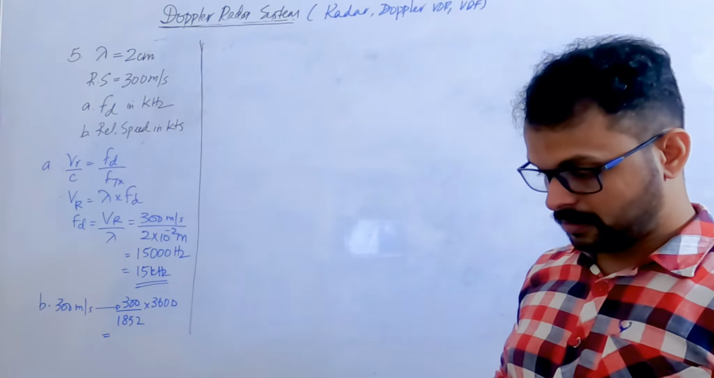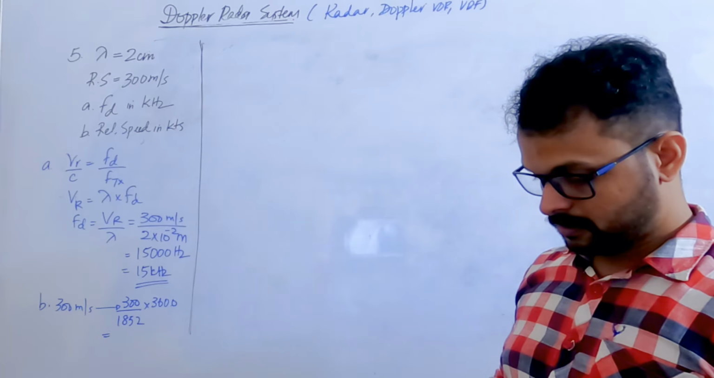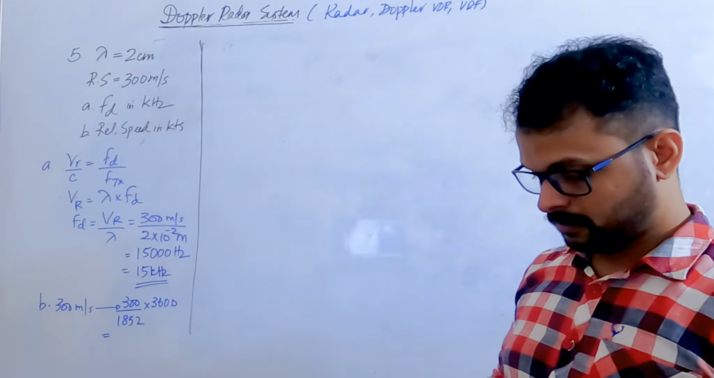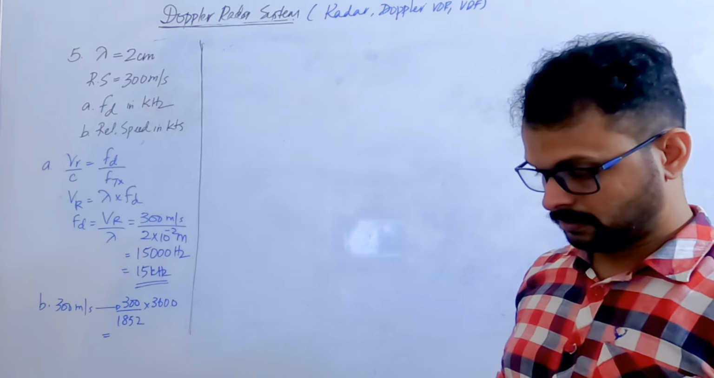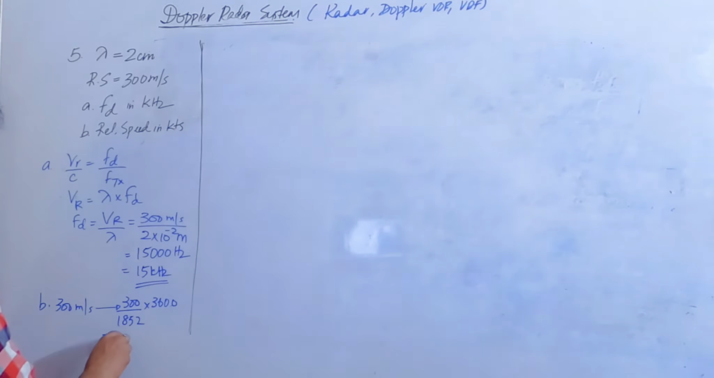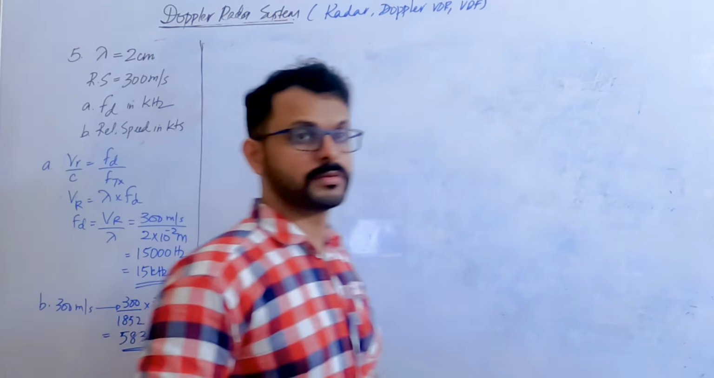300 into 3600, divided by 1852. 583 knots, and the frequency shift is 15 kilohertz.